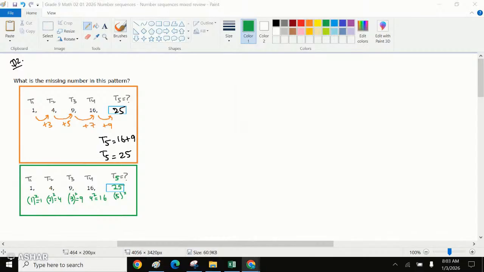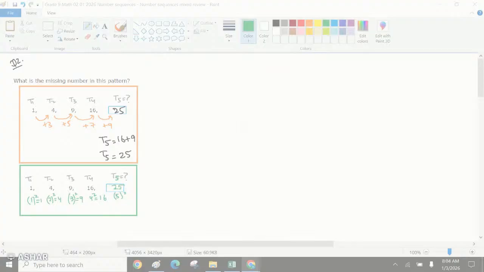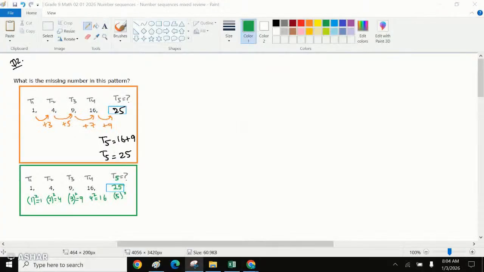Moving on further, is this clear, or are there any questions? If there are any questions, please write them down so that we focus on them first, before moving on to the next question. Thank you. Let's look at the next sequence.